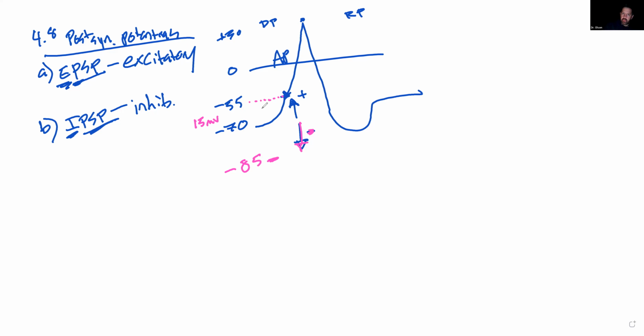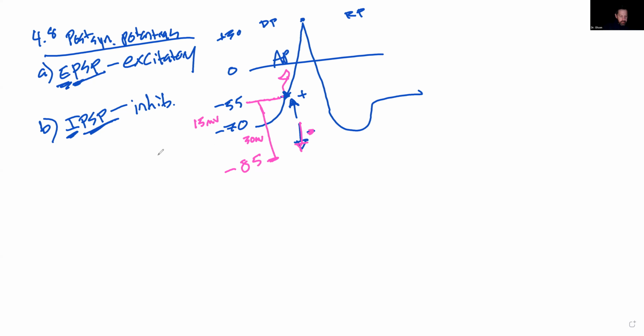Now we have gone even more polarized, and between this whole space from here to threshold, we now have 30 millivolts. So we actually have twice the distance, or twice the amount of voltage going in the positive direction that we now need to get to be able to initiate that action potential.